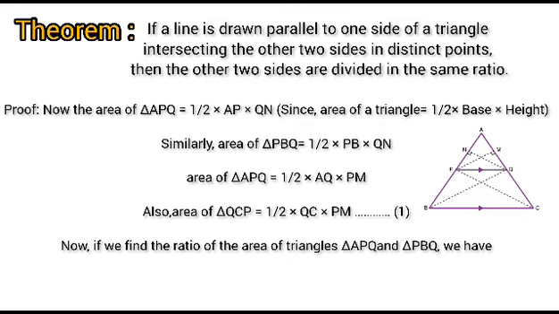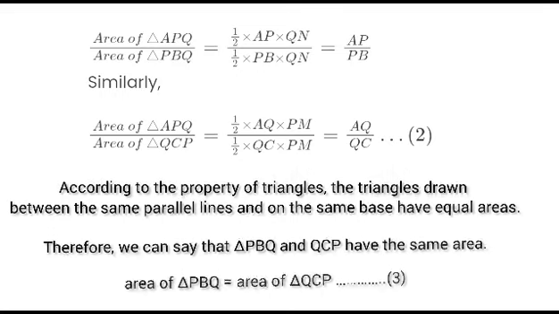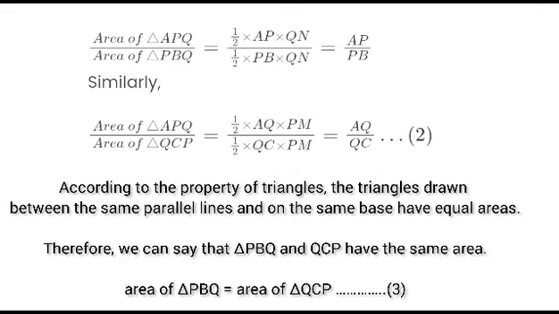Also, area of triangle QCP is equal to half into QC into PM, which is equation 1. Now, if we find the ratio of area of triangle APQ and triangle PBQ, we have area of triangle APQ divided by area of triangle PBQ. Half and QN get cancelled, so we get AP divided by PB.